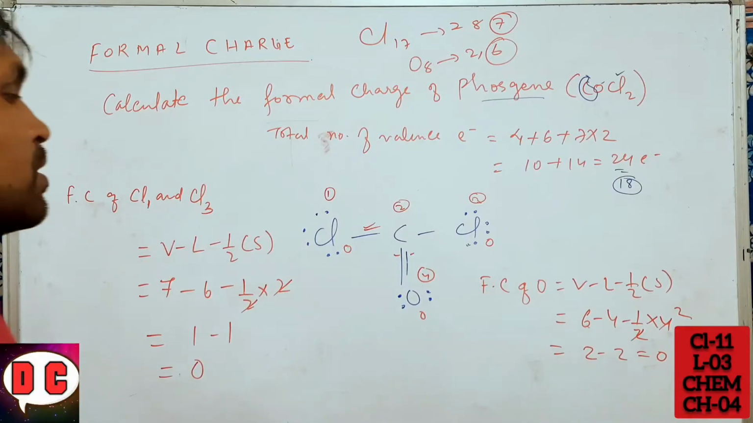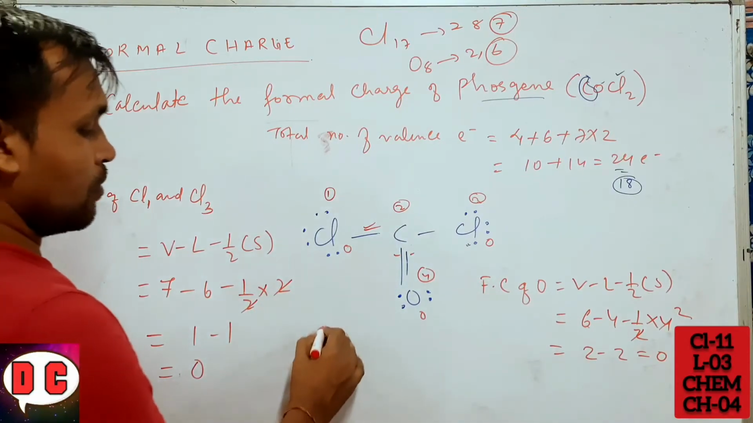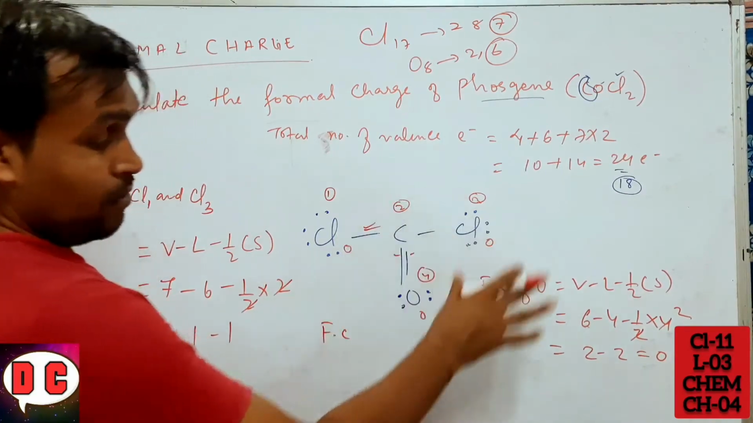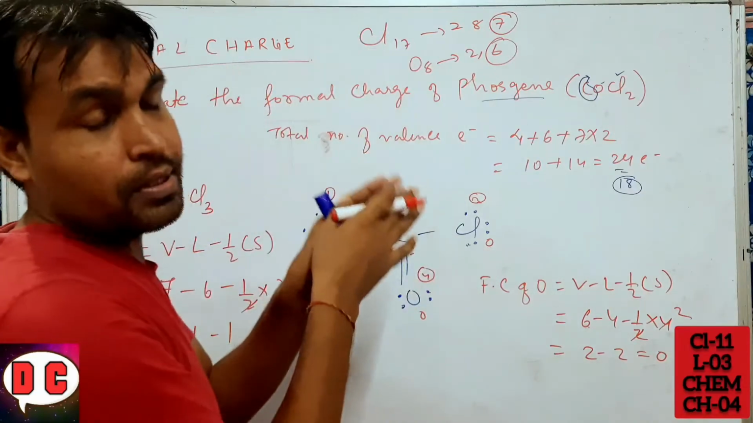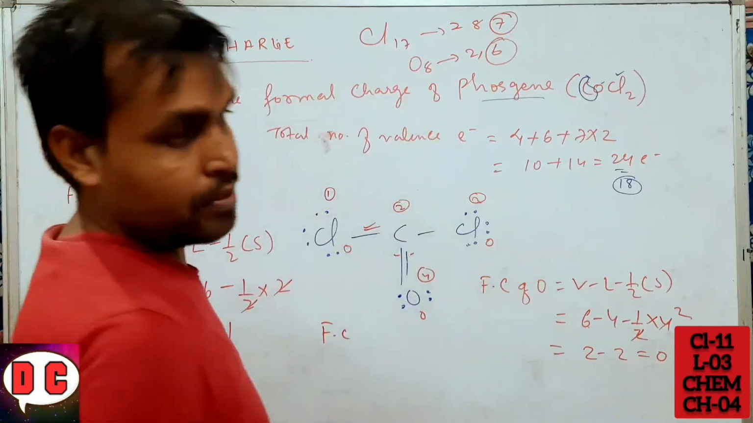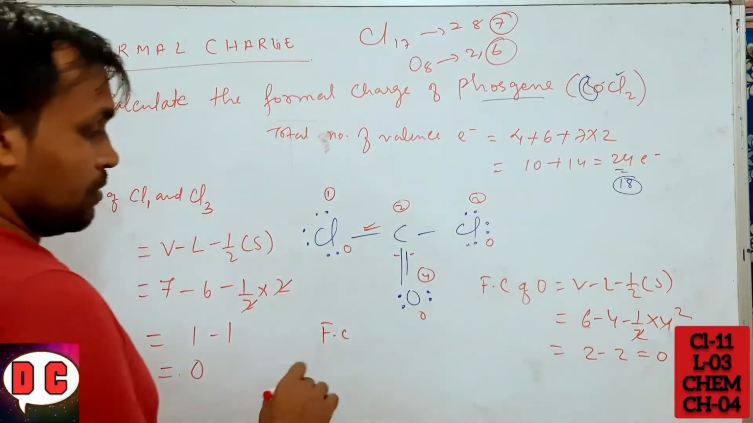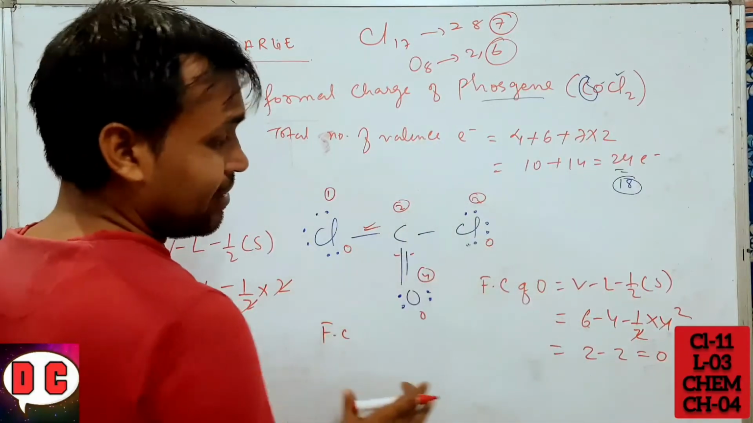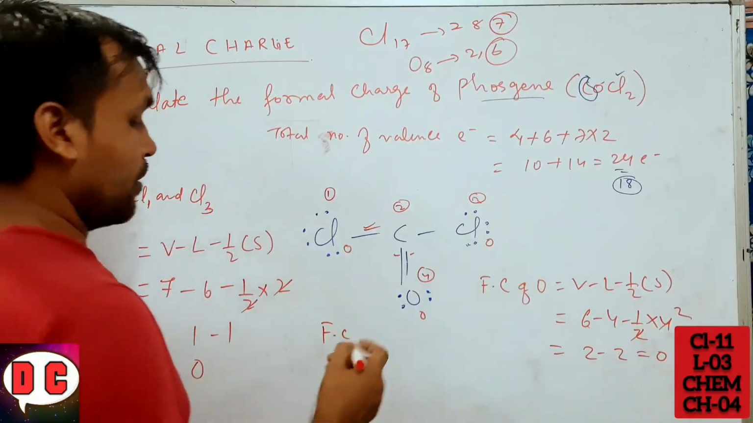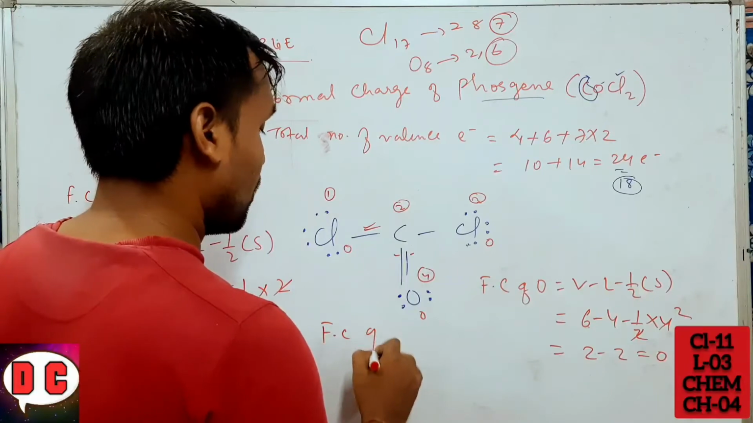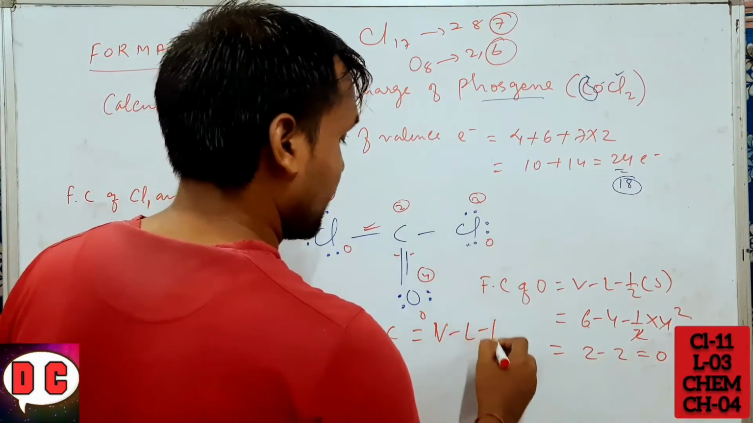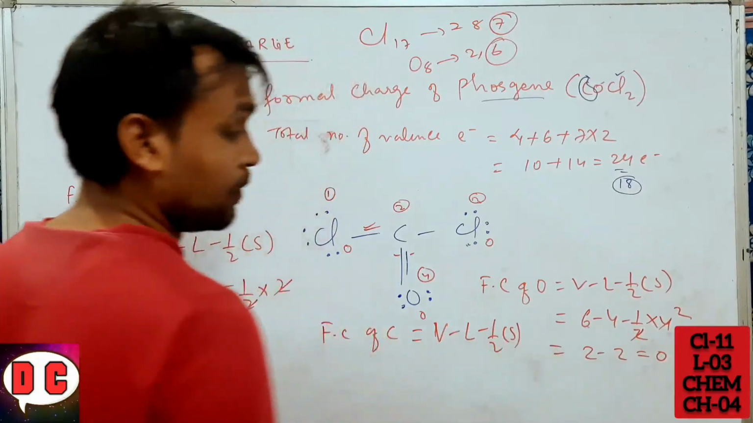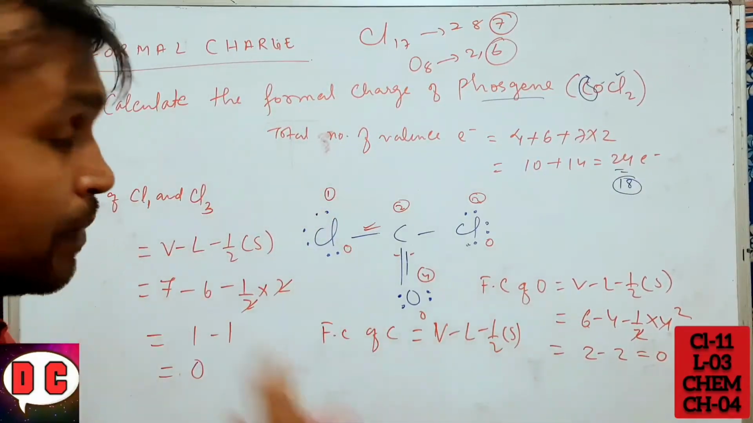Got it? Now if you want to calculate the formal charge of carbon, we can calculate it. Since I don't have space, I am writing here and there. Dear students, when you take it down in the notebook, take it down in a proper sequence. Don't write like this thinking that sir is writing like this. So formal charge of carbon equals V minus L minus half into S. I'm writing the formula every time so that you can memorize it.